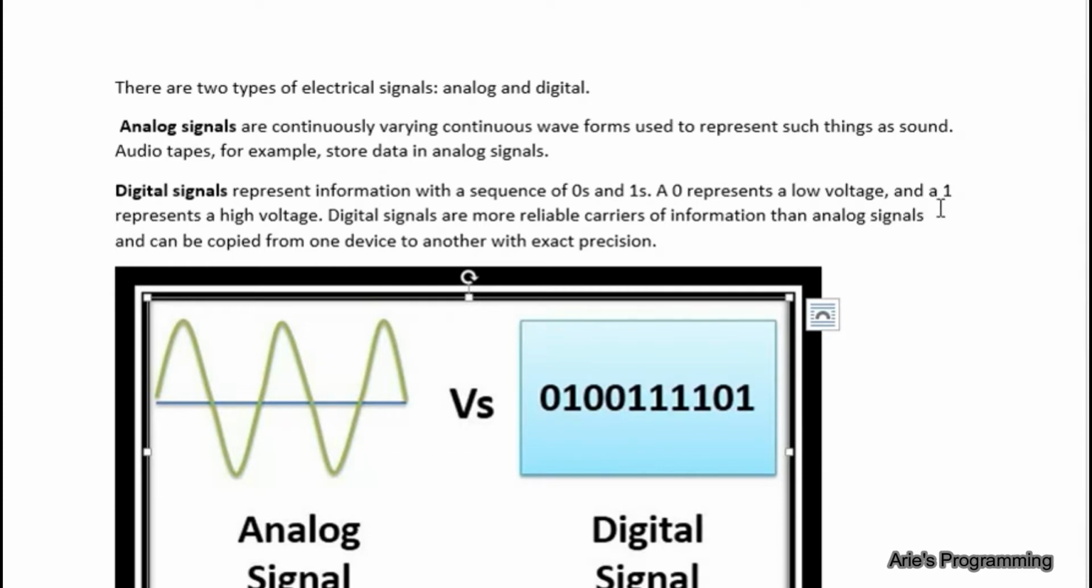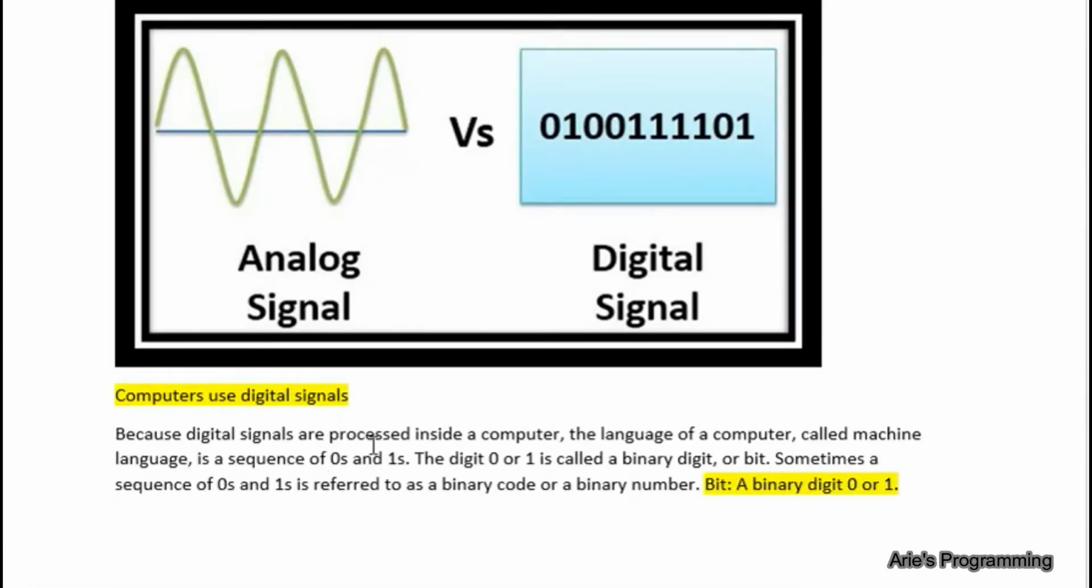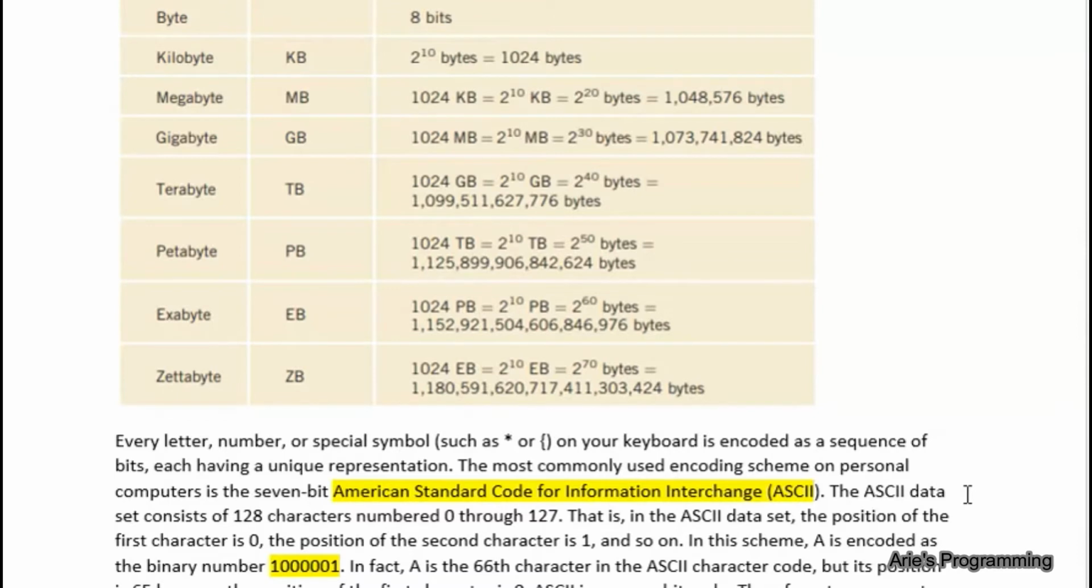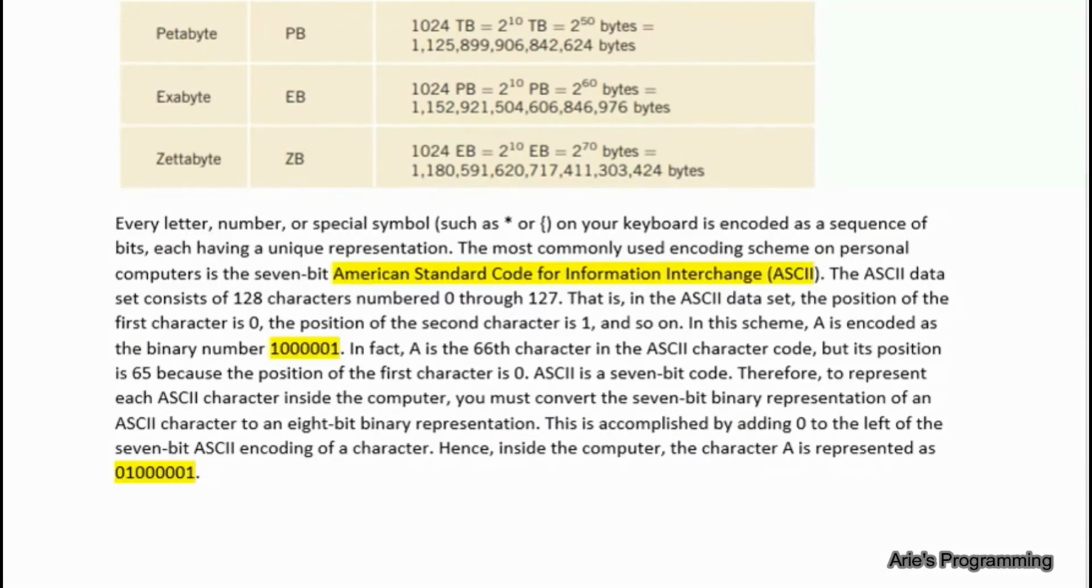Okay, the language of the computer is called machine language, which is a sequence of zeros and ones, because the computer uses digital signals. The digits 0 and 1 are called a binary digit or bit. 8 bits is equal to 1 byte. You can pause the video and read the chart. In computers, everything is converted into zeros and ones. When you press A, it will store 1000001. There is a scheme given which tells what will be stored for each alphabet.